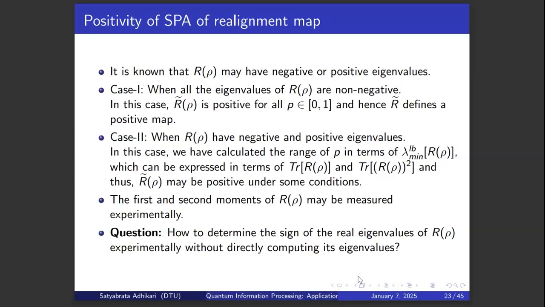So I will tell you when R tilde rho will be positive. Here it is written that R tilde rho may be positive under some condition. So we have derived the condition under which this R tilde rho will be positive. Once we have R tilde rho positive, then we will go for the complete positivity of R tilde rho. To show that R tilde rho is positive, that means all its eigenvalues are positive. To determine the eigenvalues of some operator, first of all, what do we have to do? We have to find the characteristic equation.